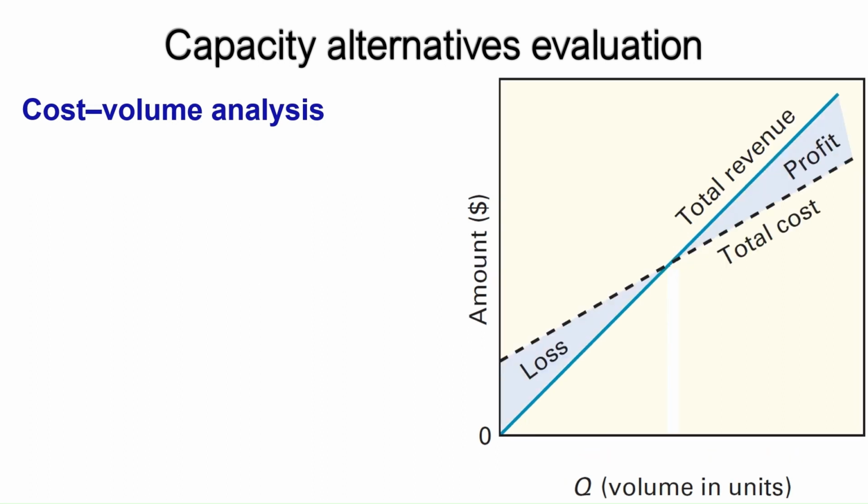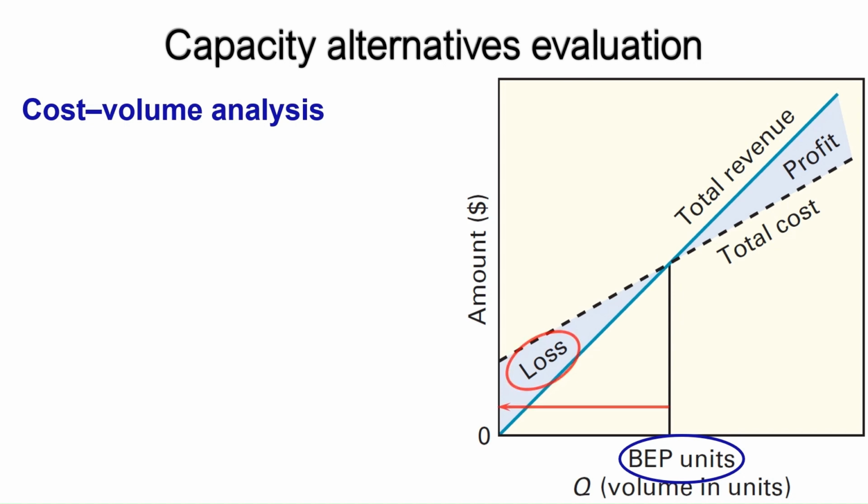The relationship between profit and volume of output is illustrated, where the profit is the difference between total revenue and total cost. The volume at which total cost and total revenue are equal is referred to as the break-even point, that is denoted by BEP. When volume is less than the break-even point, there is a loss. When volume is greater than the break-even point, there is a profit.